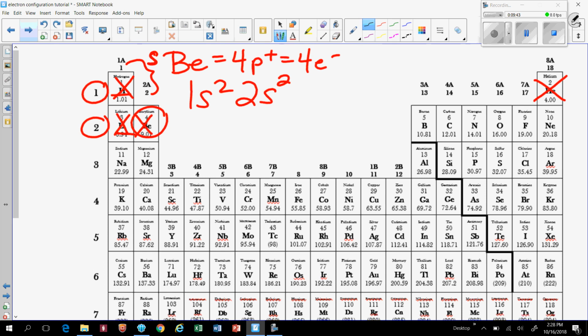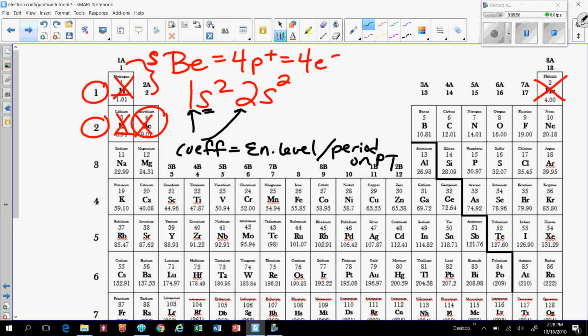So notice the coefficient 1, that coefficient 2, those coefficients are the energy levels, which are the periods on the periodic table. The letters S and P, D, and F, those are our sublevels. And up here, our superscripts are the electrons. So if I add those two superscripts, 2 plus 2, I get 4. And I needed 4 electrons with beryllium. Okay?